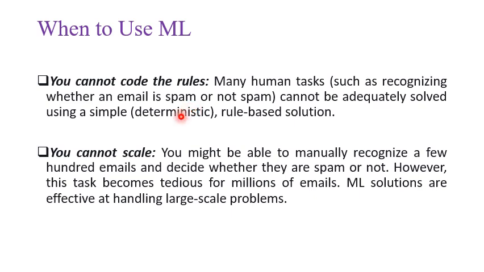And the second case is we cannot scale. You may be able to manually recognize a few hundred emails and decide whether they are spam or not. For a limited number of emails, maybe manually you can recognize which one is spam and which one is not. However, this task becomes tedious for millions of emails. Imagine you have a million emails. You cannot use a manual approach, and ML solutions are effective at handling large-scale problems.